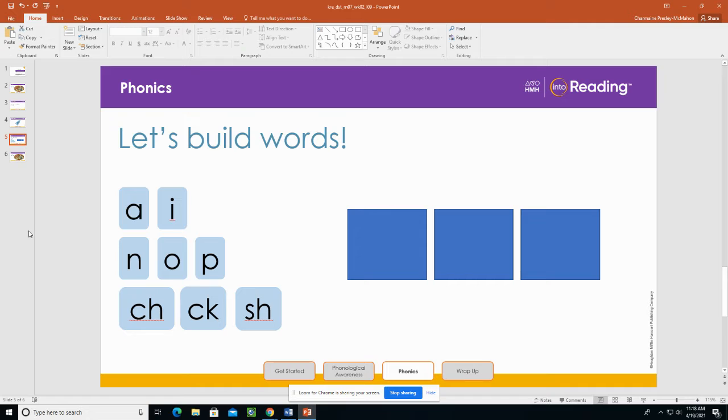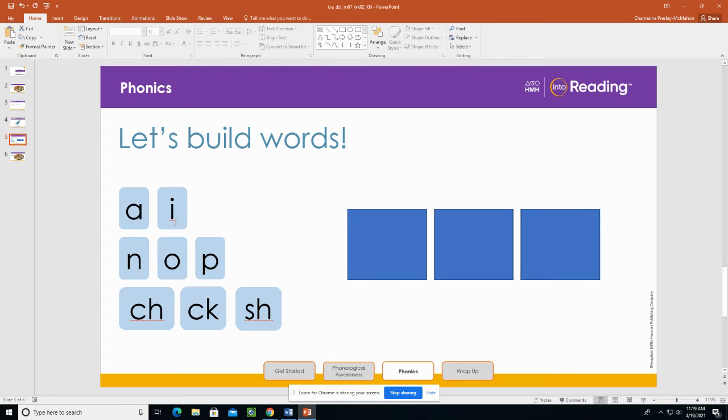Okay, perfect. Hopefully you have everything you need so that you can build words with me. Today we are going to build some words with SH and CH. Look at the first blue tile in the top row. What is it? A. And what sound does A make? Ah. That's right. Remember, the letter A stands for the ah sound.